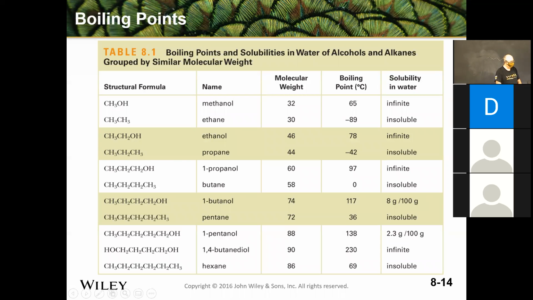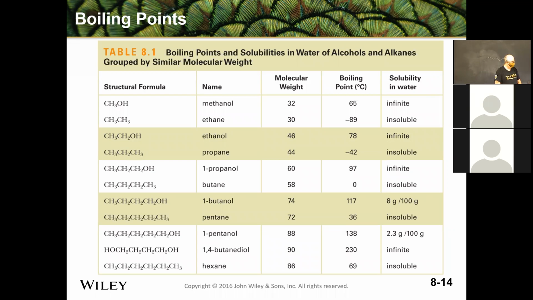Notice here that 1-butanol is only partially soluble in water. But when we have 2 OH groups, such as 1,4-butanediol, that's now infinitely soluble in water. So adding extra OH groups increases the water solubility.